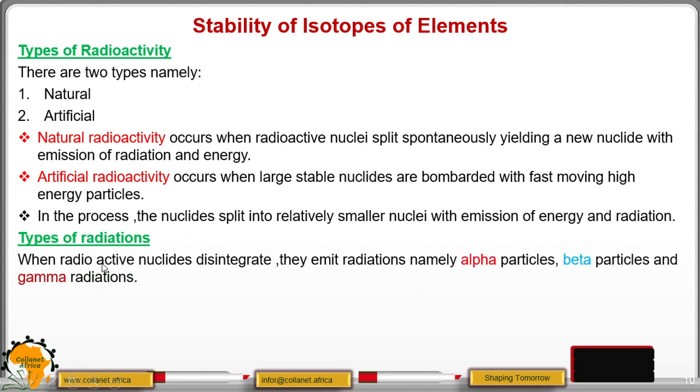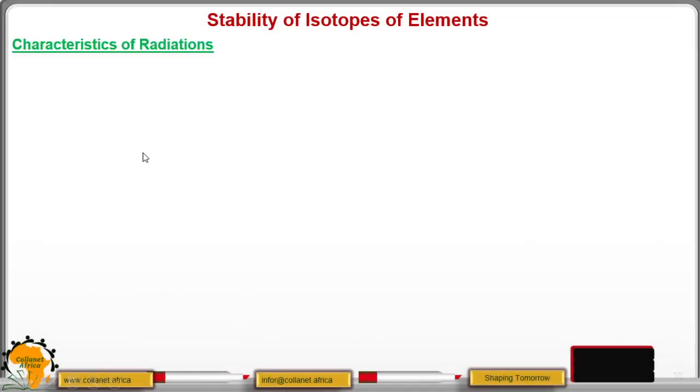We have that when a radioactive nuclide disintegrates, or splits, or breaks up, it emits radiations. And these radiations can be alpha particles, or beta particles, or even gamma radiations. So these three give us what we call the types of radiations. That is alpha, beta, and gamma radiation. So we move to the characteristics of radiations.